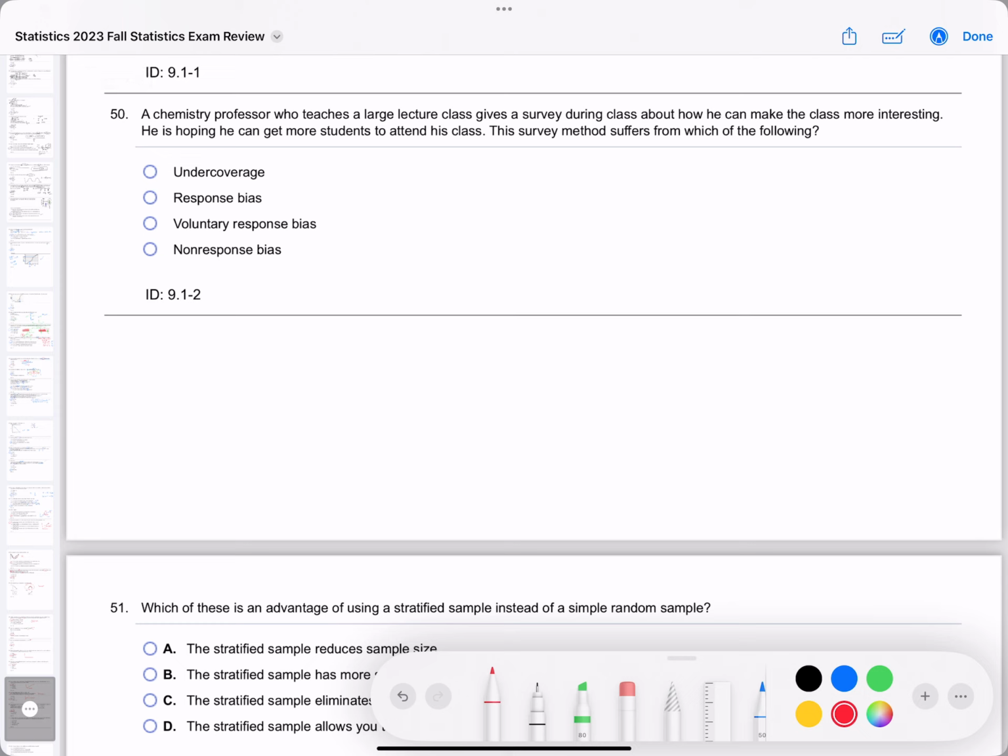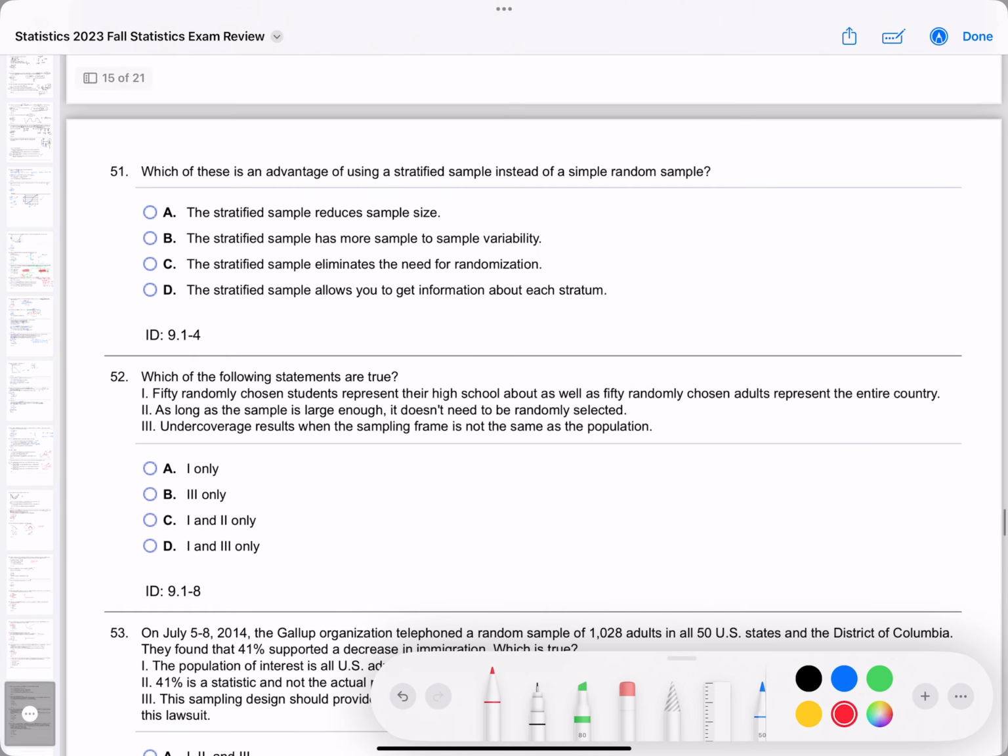A chemistry professor teaches a large lecture and gives a survey about how he can make it more interesting. He's hoping to get more people to attend his class. However, guess what? People that didn't attend his class are not taking the survey, so that's undercoverage.